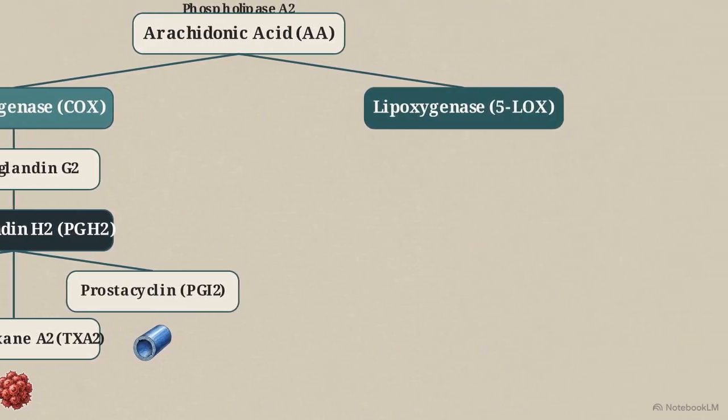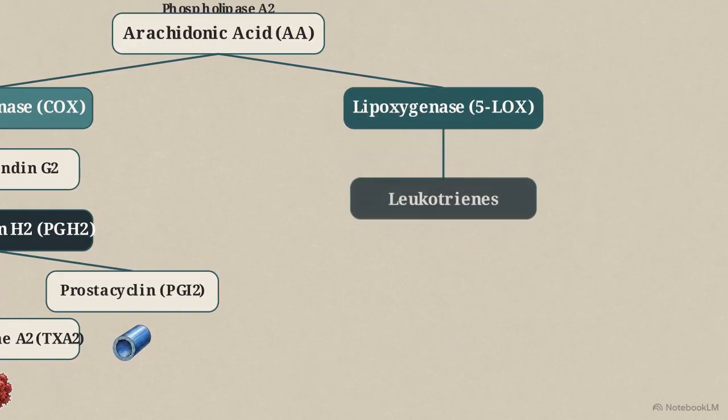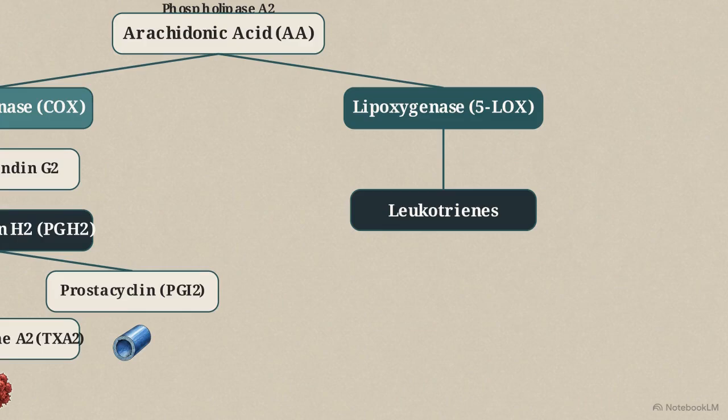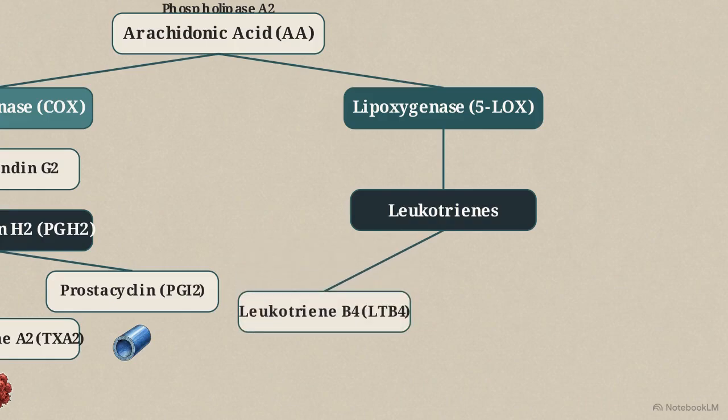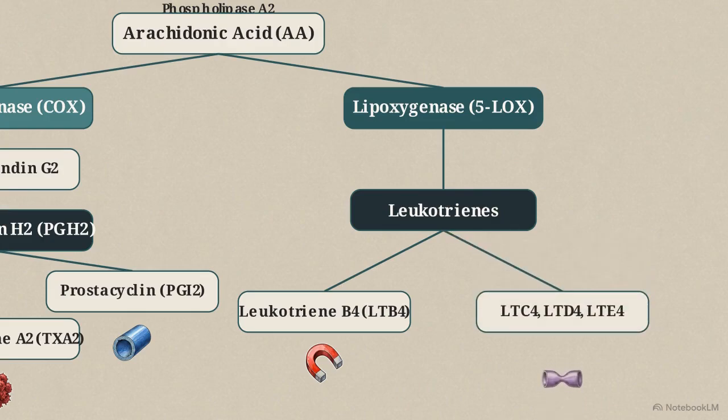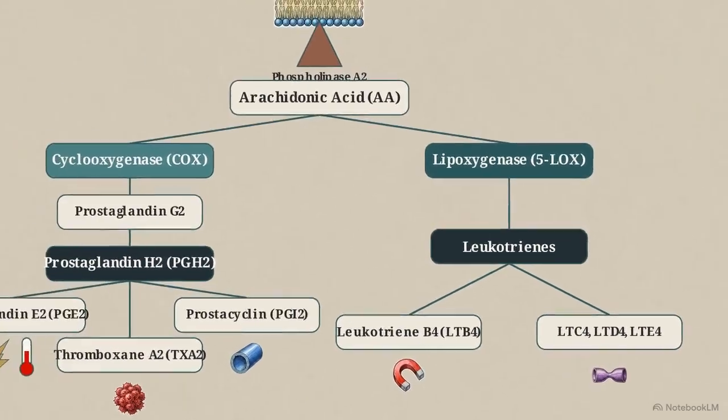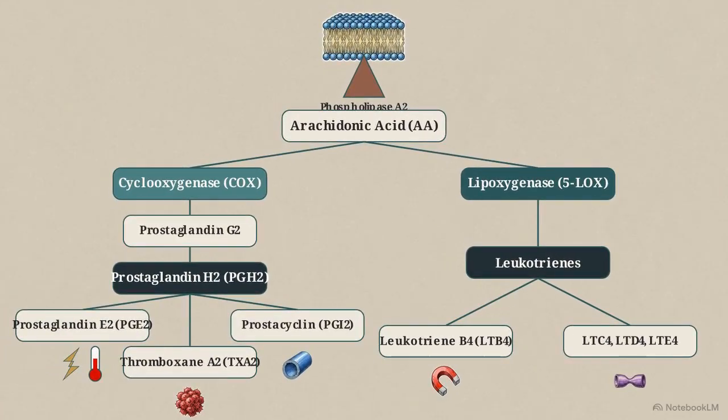Now let's trace the other half of the tree. The lipoxygenase pathway uses the enzyme 5-LOX to convert arachidonic acid into a family of molecules called leukotrienes. Leukotriene B4 acts as a potent chemoattractant. It serves as a chemical beacon, recruiting white blood cells, specifically neutrophils, directly from the bloodstream to the site of the injury. The remaining nodes, LTC4, LTD4, and LTE4, act directly on smooth muscle as potent bronchoconstrictors, severely narrowing the airways.